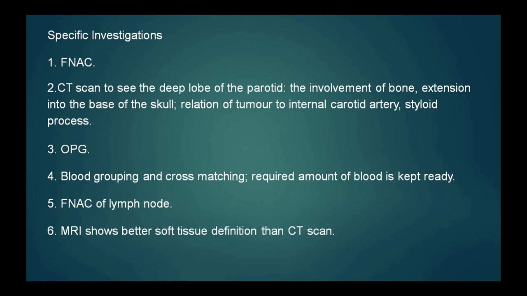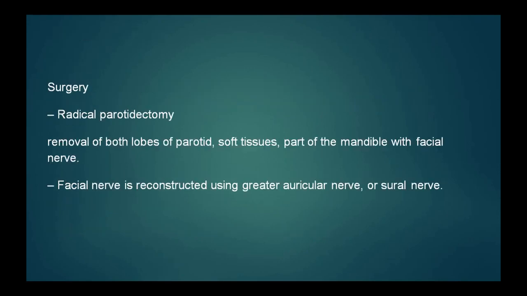Then blood grouping and cross matching required. Amount of blood is kept ready before the surgery, and FNAC of the lymph node if it is present. Then MRI shows better soft tissue definition than CT scan. So if we want to know about the soft tissue involvement, MRI is better than CT scan. So these are the investigations which are done for the parotid gland.